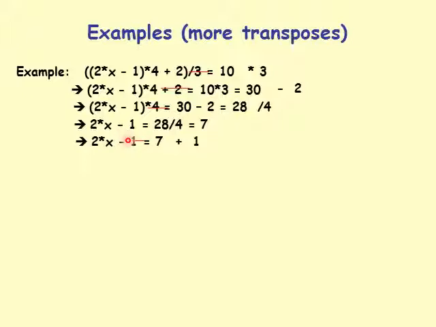2x minus 1 was 7. We transpose the minus 1 to the right, and it becomes plus 1. 7 plus 1 is 8. That means 2x is 8. That means x is 8 by 2, which is 4. So x is 4.